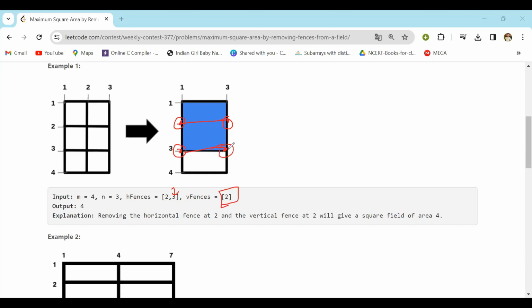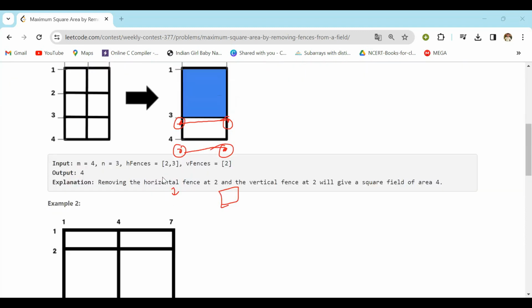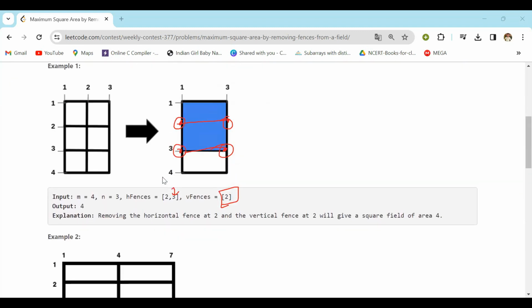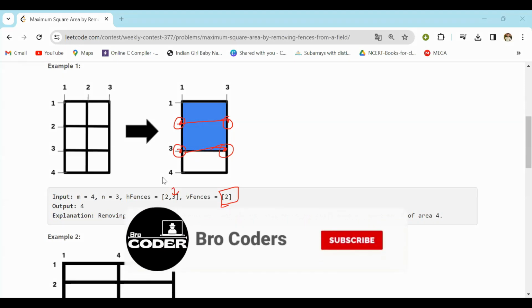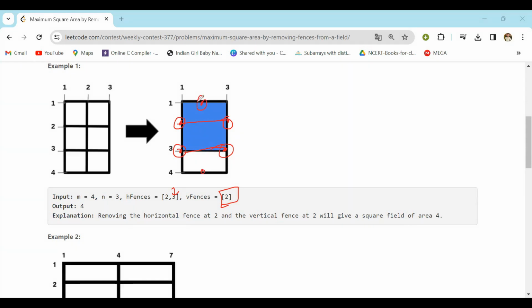That means how are we averaging it? See, vertical fences are (1, j) to (m, j). Okay. So here we can see it's nothing but 2 and 4, so basically like this here, 2 and 4. These are all the fences we have, right? So we have to find the maximum square field area which we can get, correct?